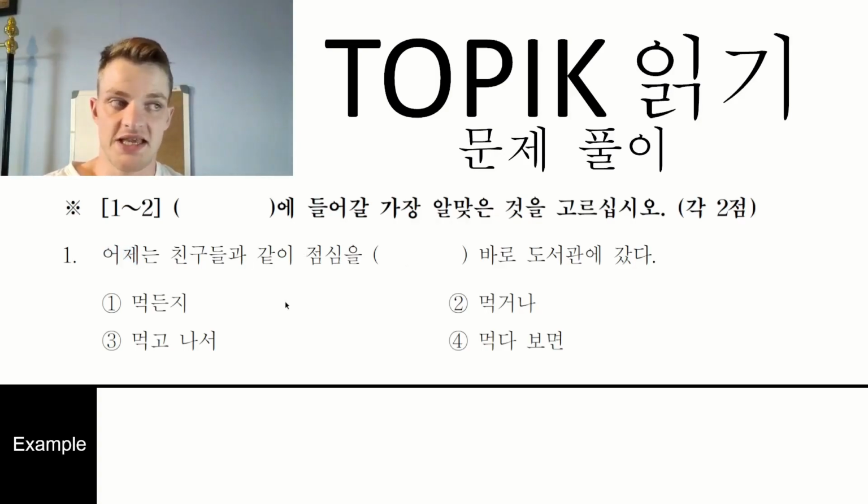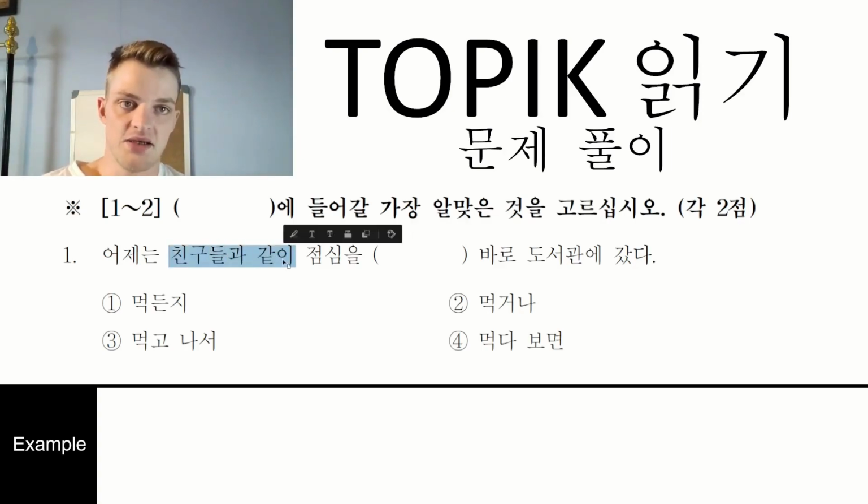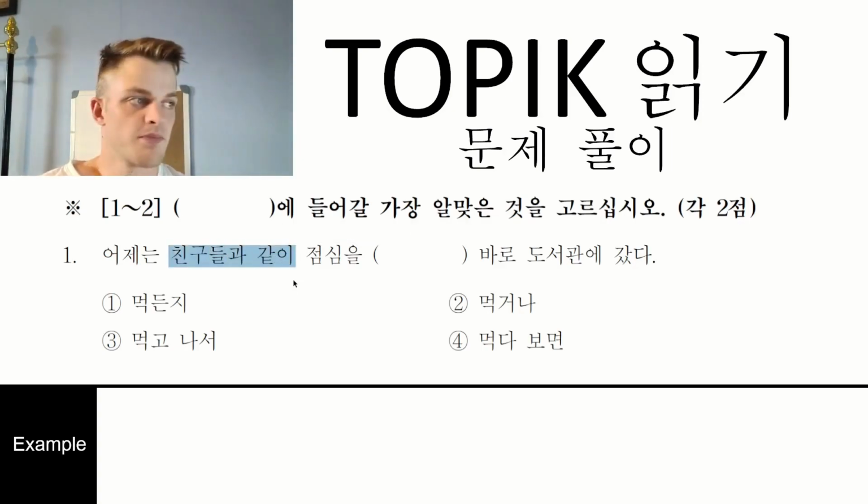어제 means yesterday, and 는 is marking it as the topic of the sentence. So it's sort of like saying yesterday and then continuing the sentence from there. 친구 means friend and 친구들 means friends, so it makes it plural. 과 means and or with, and when you have 과 같이, this always means together with. So 친구들과 같이 will mean together with friends.